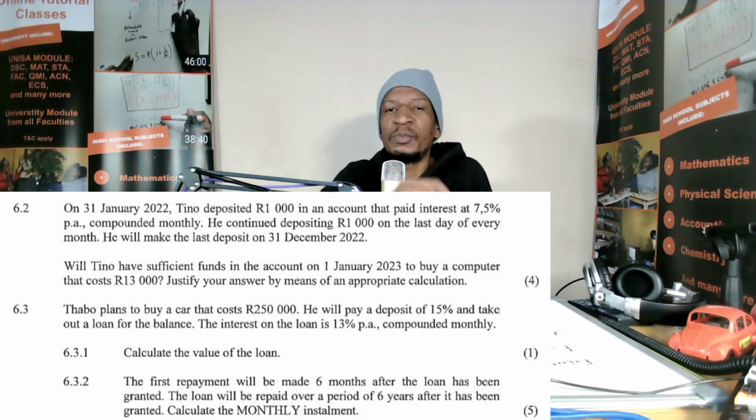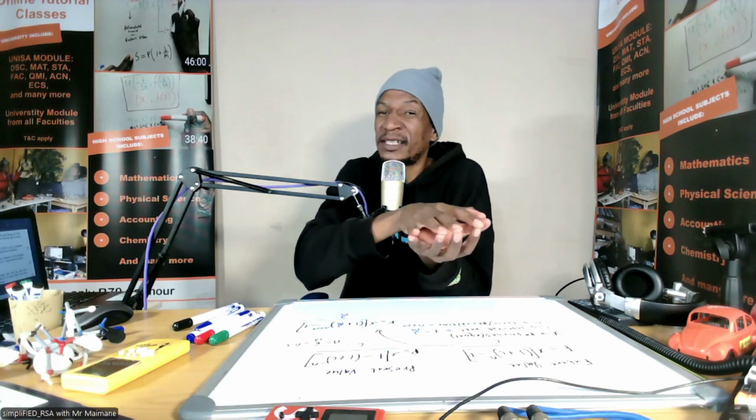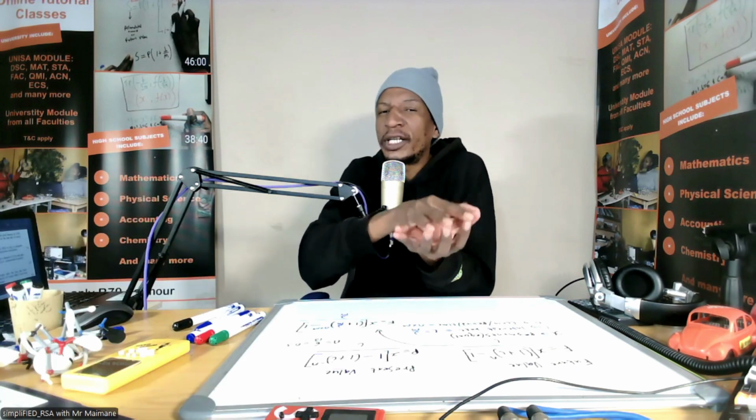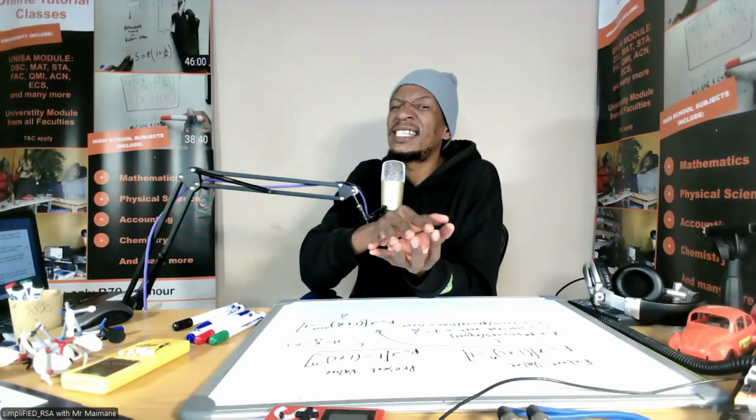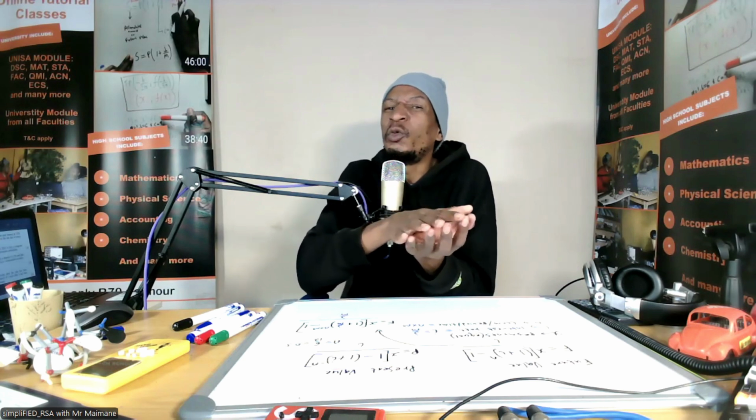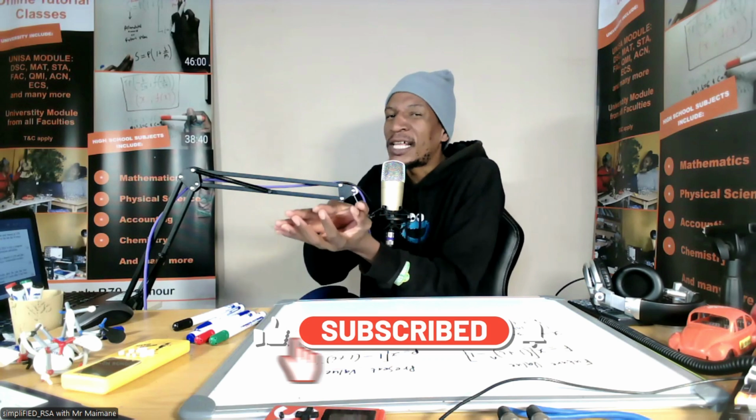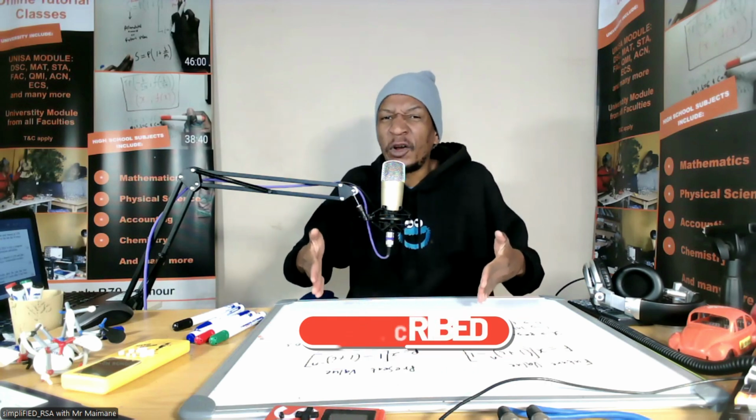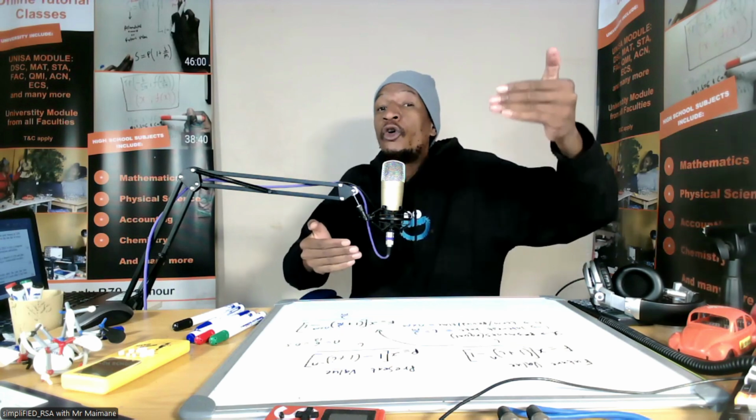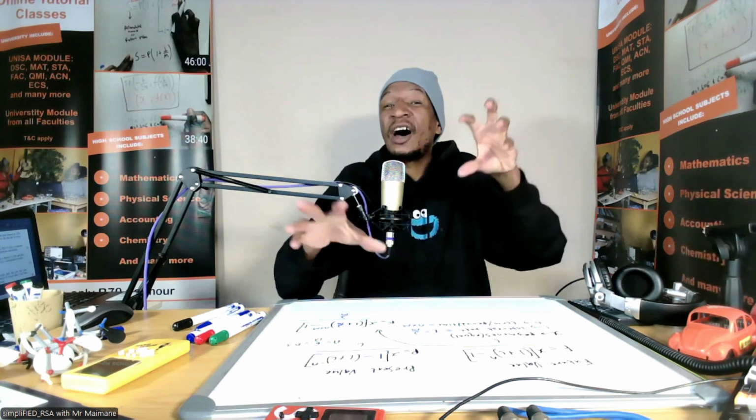So far we know that Tino is making payments into the account, which is saving, right? And we know that at the end of the period, Tino expects to have a balance on that account. So we already know we are dealing with future value of annuity. But the question is, will those payments that he's making be enough for him to afford a computer that is 13,000? So that means we have to determine if the future value is going to be 13,000 or not. That's how we know whether Tino will be able to afford the computer or not.